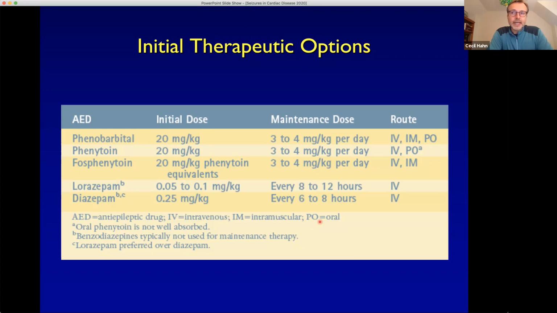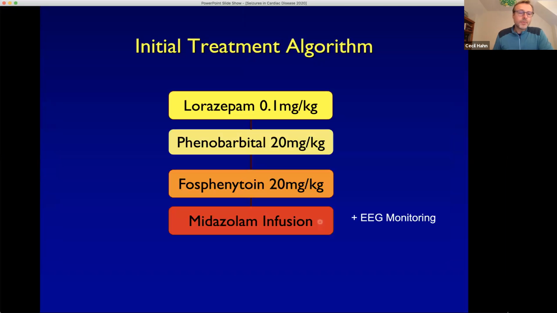Fosphenytoin is a water-soluble prodrug of phenytoin and has certain advantages over phenytoin. Lorazepam and diazepam are our first-line medications for stopping acute seizures. They're benzodiazepines, short-acting. If you want to stop a seizure quickly, those are your best bet. So the initial treatment algorithm often involves the use of lorazepam initially, followed by a load of either phenobarbital or fosphenytoin, usually 20 milligrams per kilogram. And then if those fail, you're on to usually a midazolam infusion.